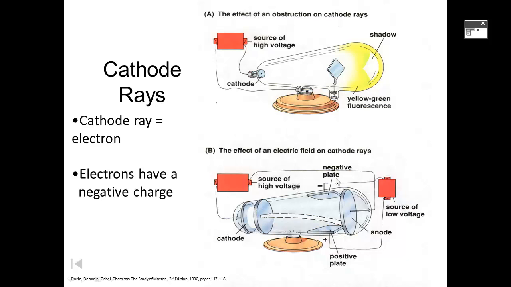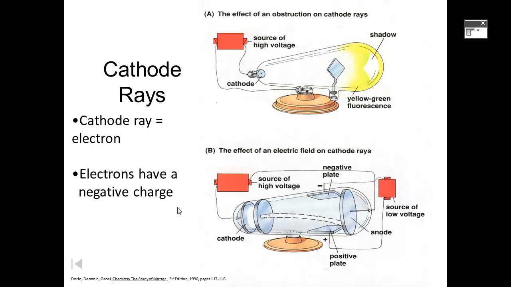He also found that if you put an electric plate, an electric field on this beam, it was attracted to the positive side of the electric field. So, if something's attracted to a positive charge, what is the charge of the thing? It's a negative charge because opposite charges attract. So that's where Thomson came up with the idea of the electron. Just a negative charged part of the atom. That's what he came up with.